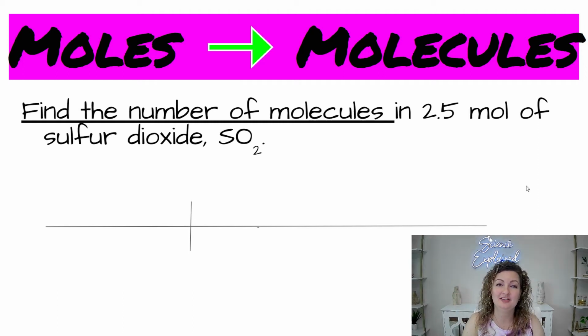So today we're going to be practicing some stoichiometry conversions. Let's go ahead and start with this one. We're going to be going from moles to molecules. It says, find the number of molecules in 2.5 moles of sulfur dioxide, which is SO2.